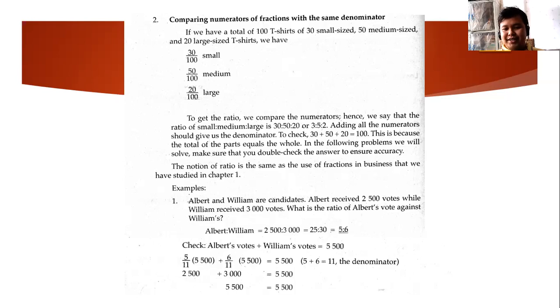First example: Albert and William are two candidates. Albert received 2,500 votes, while William received 3,000. So there are 5,500 voters in total. What is the ratio of Albert's votes to William's? So 2,500 and 3,000, reduced to 25 and 30, and then to lowest terms, 5 and 6.